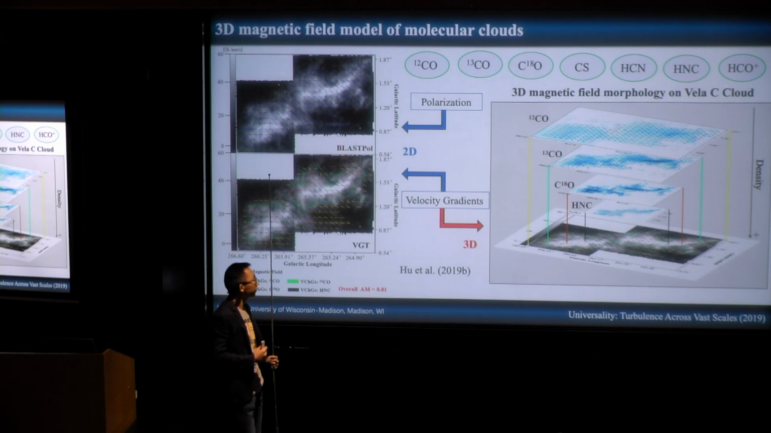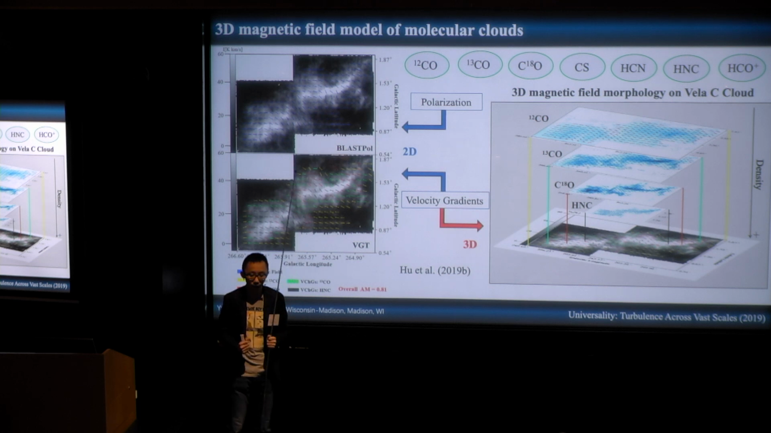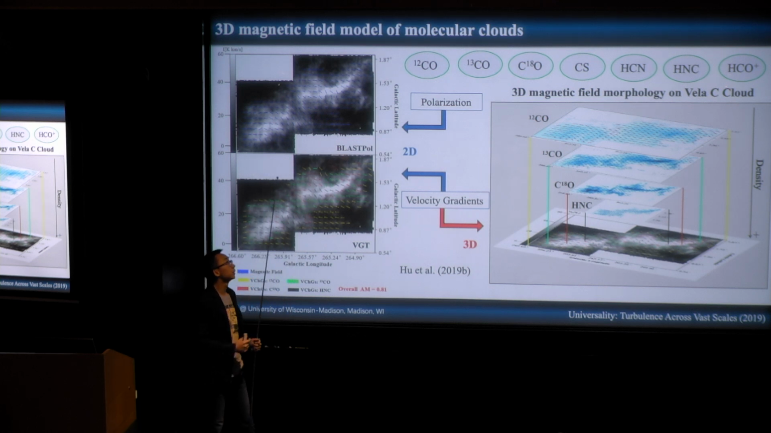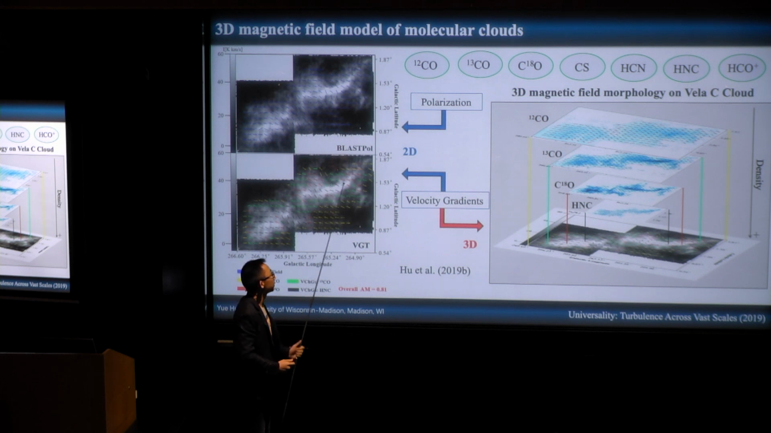The application of VGT to those different molecular tracers can therefore tell us about the three-dimensional magnetic field in molecular cloud. And this is also one of the advantages of velocity gradients, because in the traditional method from the dust polarization, we can only get the two-dimensional information about the magnetic field. But from velocity gradients, we can get both two-dimensional and three-dimensional magnetic field.